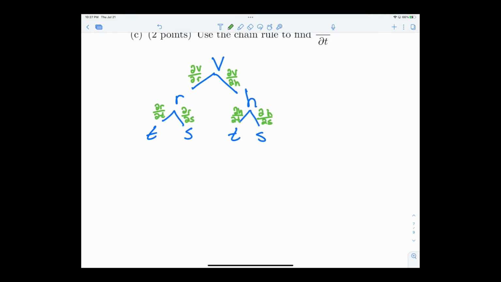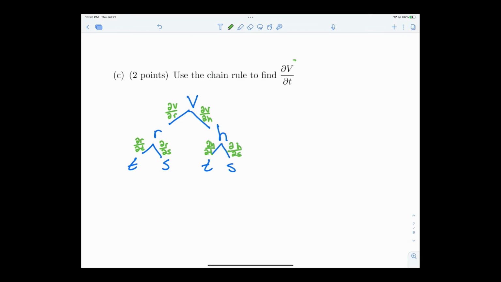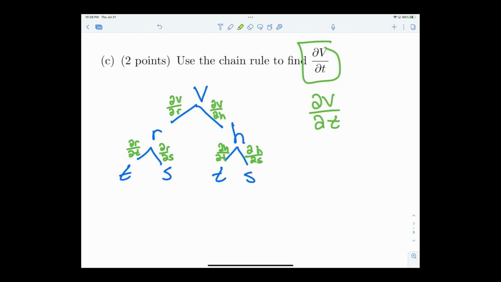And then the idea is if you want partial of V with respect to T, then you start at the top where the V is, and you take every path that takes you to a T. So you go from the V to the R, and then from the R to the T. And then also you have to go from the V to the H, and then from the H to the T.